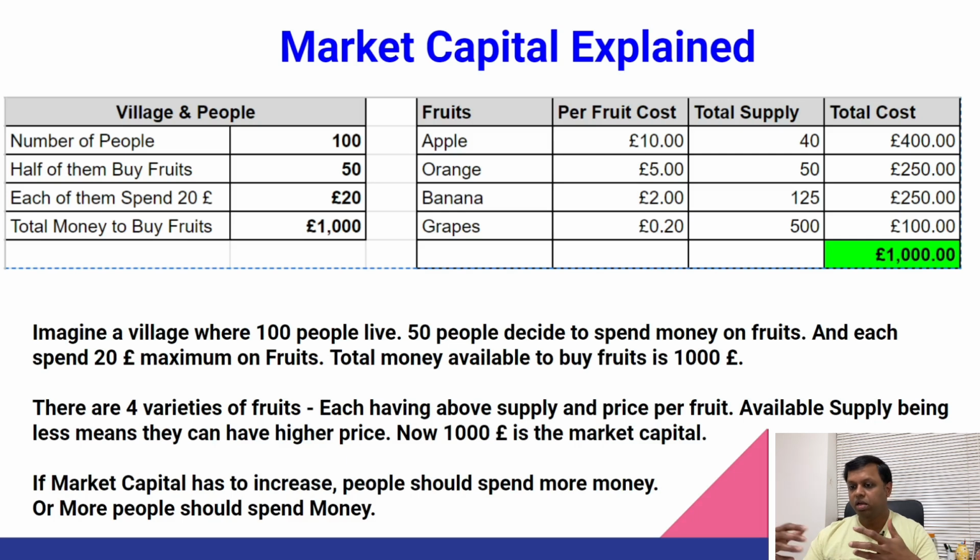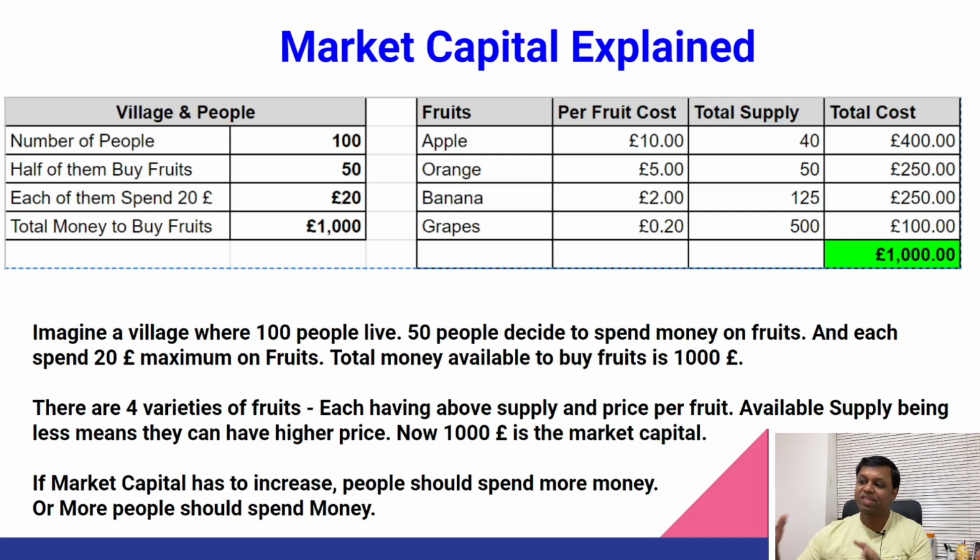So in a village of 100 people, if 50 people are buying fruits and each of them spends only 20 pounds or 20 rupees, then the total money available is only 1,000 rupees, which means that if there are 4 fruits, the 1,000 is equally divided. That determines, based on the supply of each fruit, how much the cost of those fruits could be. So that's the theoretical maximum value of those fruits. Unless more money comes in, you cannot increase the value of the fruits, or the supply of the fruits needs to reduce.